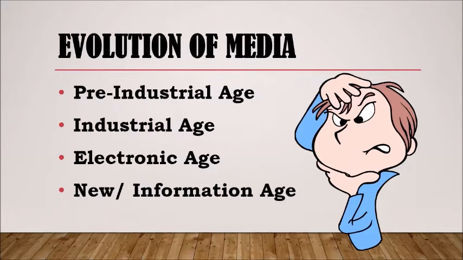Let us now talk about the evolution of media. So I have here the 4 important periods of the evolution of traditional to new media. First is the pre-industrial age. We also have the industrial age, the electronic age, and the new or information age. To discuss each period, let's start with the pre-industrial age.